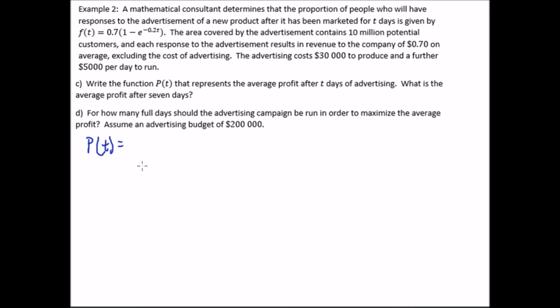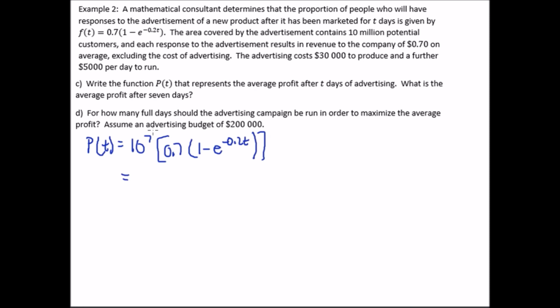Okay, and since the area covered by the ad contains up to 10 million potential customers, the number of customers responding to the ad after T days is 10 million, so 10 to the 7, times the function of people who actually responded. So this is going to be the percentage of people who responded times our 10 million. So it's going to be that many people. So there's that chunk of it.